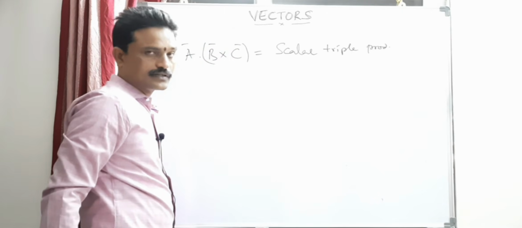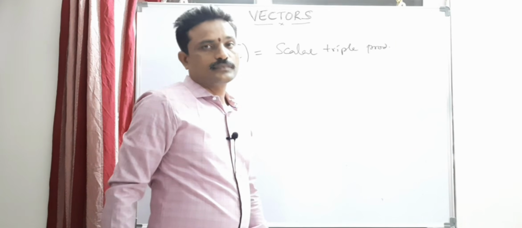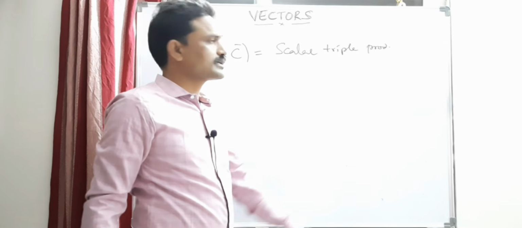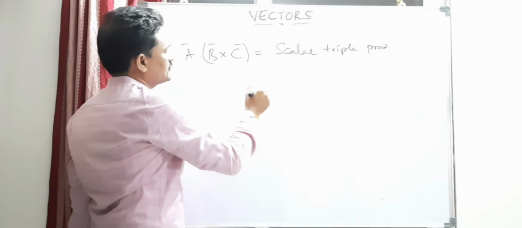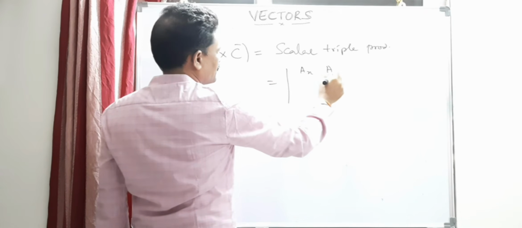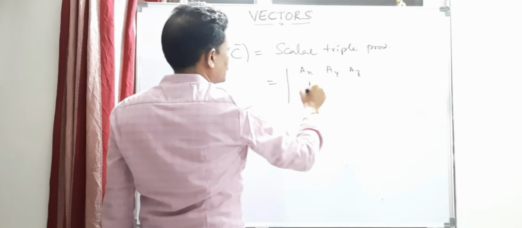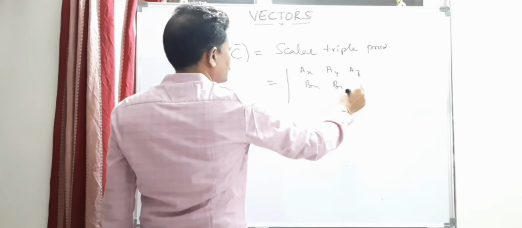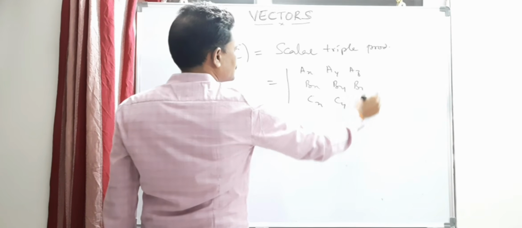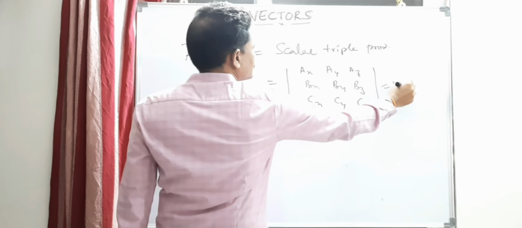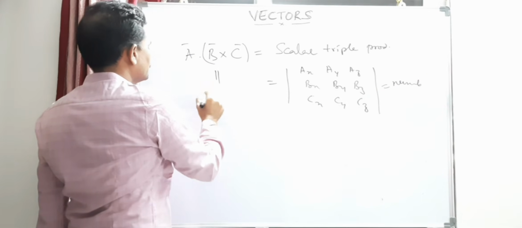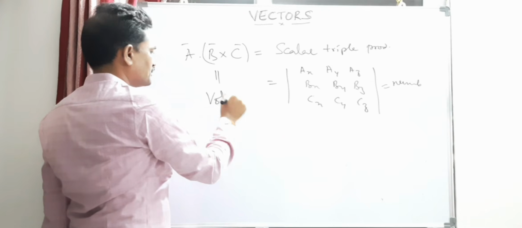This is called scalar triple product. The result is a scalar. Based on that result, we are naming it as scalar triple product. The best way to get the answer is the same determinant form: ax, ay, az, bx, by, bz, and cx, cy, cz. You will get a number. This indicates the volume of a parallelepiped.